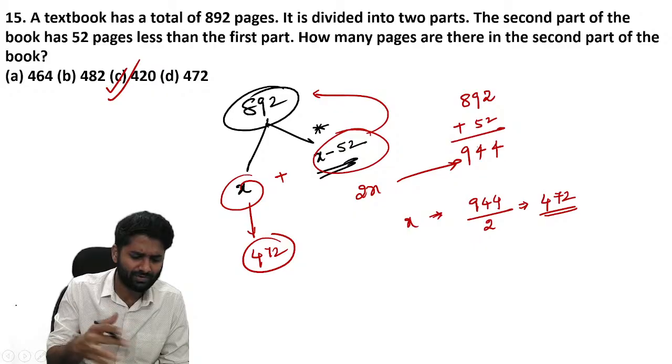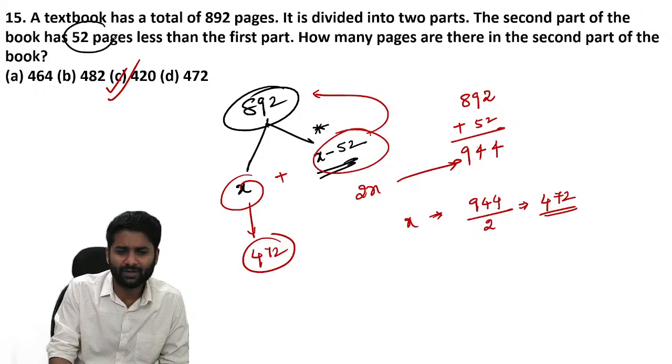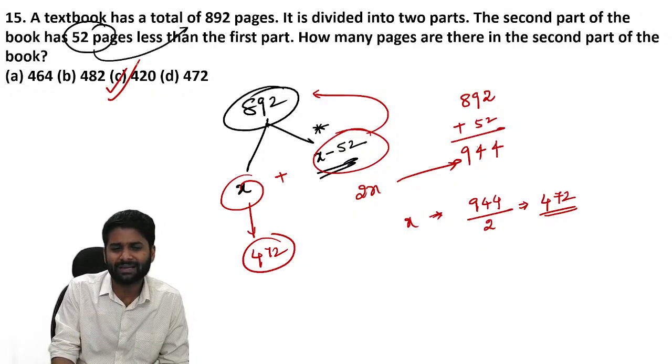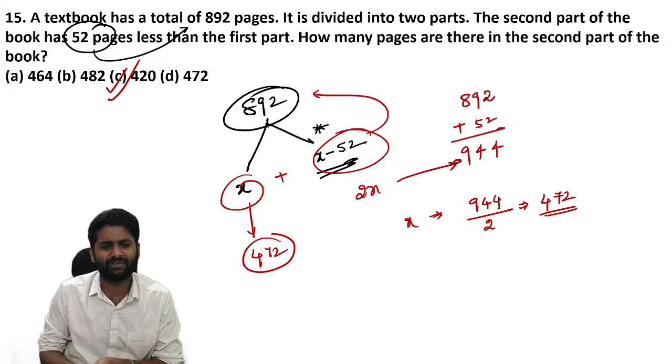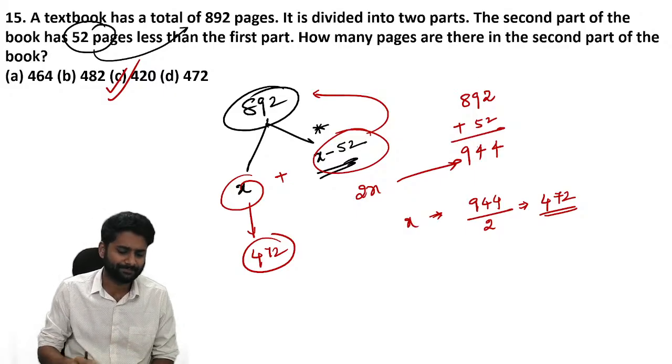Otherwise, if you want to do it directly, guys, you can subtract these 52 pages from 892. That is the difference you can see, right? So 892 minus 52 is 840. 840 divided by 2 becomes 420.